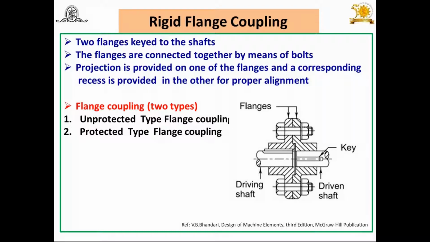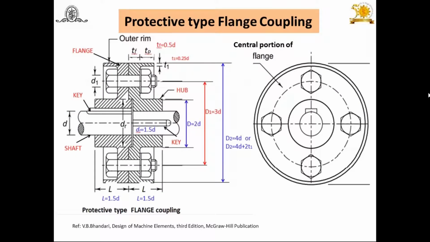Now deciding protective type flange coupling in your mind, again this is the construction, and after calculating all the dimensions you have to construct it as per the problem statement. You know very well this is the protective type flange coupling. This is the diameter of the shaft. Then capital D, the hub diameter, is equal to 2D. Then PCD, pitch circle diameter of the bolts, that is capital D1, is equal to 3D. And outer diameter, you can take D2 is equal to 4D or 4D plus 2T1. 2T1 means thickness of that projected part.